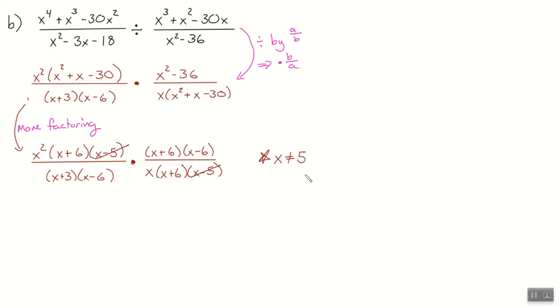As soon as I cross one out, I'm going to make that comment, which is why we had to factor anyway. Any other values that divide out? x minus 6. This factor that we're dividing out, if we made it 0, what would we get for x?